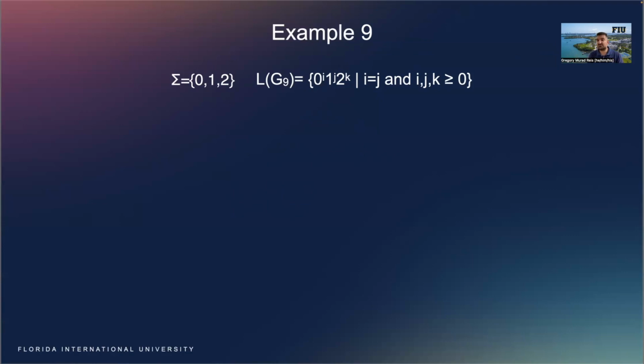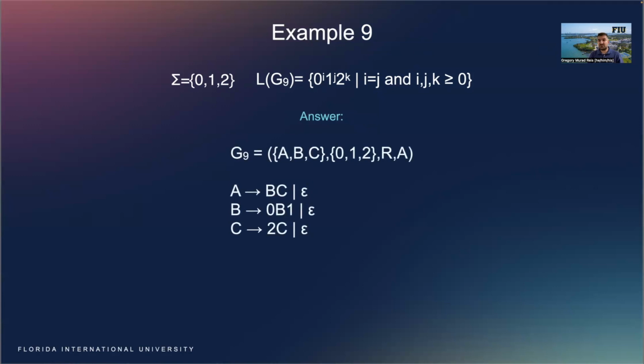So I can decompose this problem into two. First, let's think about the overall scenario. So 0's and 1's is one substring. So I have to create a variable for this substring. And 2^k is another substring that will work independently. So let's create a variable for each one of them. So I can create one variable B concatenated with C, and B will take care of the 0's and 1's, C will take care of the 2's.